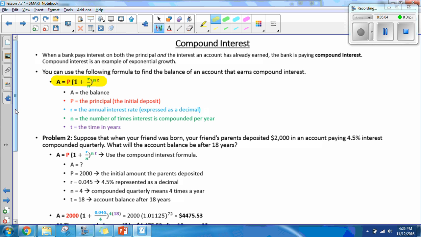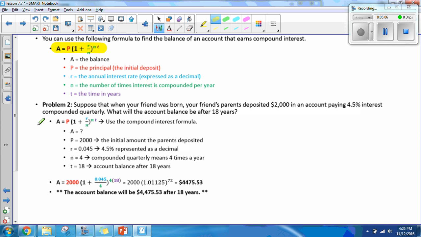So let's try to do a problem. Suppose that when your friend was born, your friend's parents deposited $2,000 in an account paying 4.5% interest compounded quarterly. What will the account balance be after 18 years? So we're going to use that formula. A is what we're looking for.